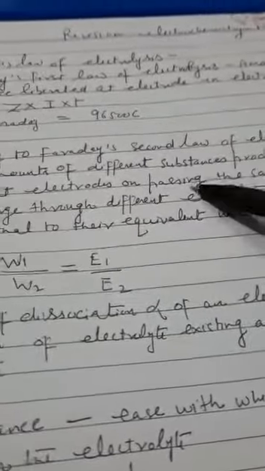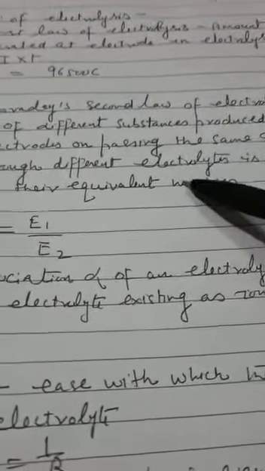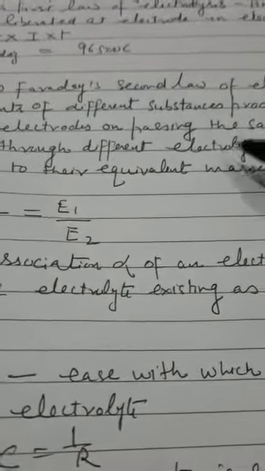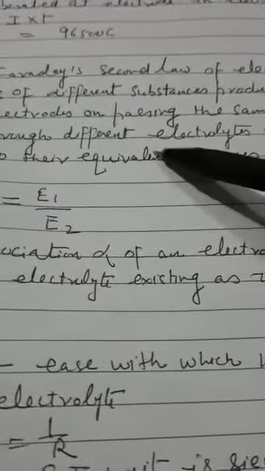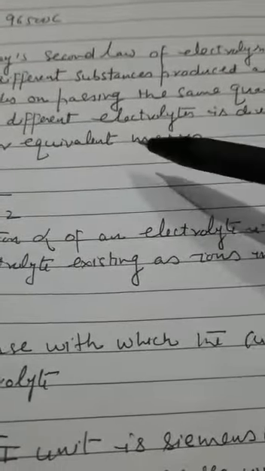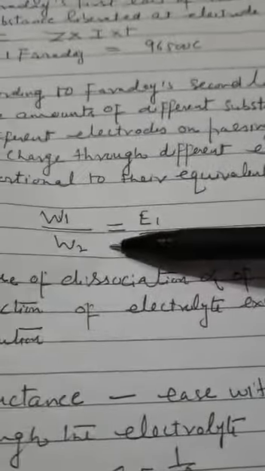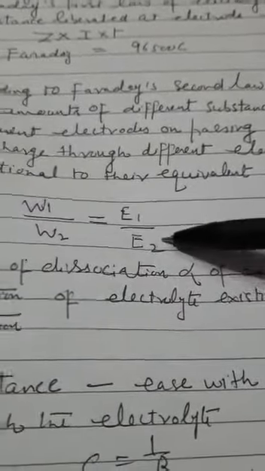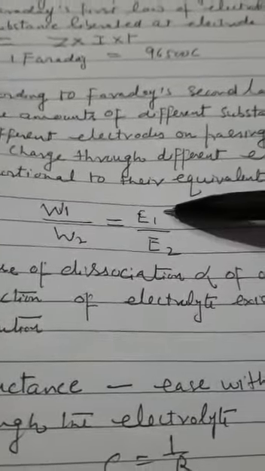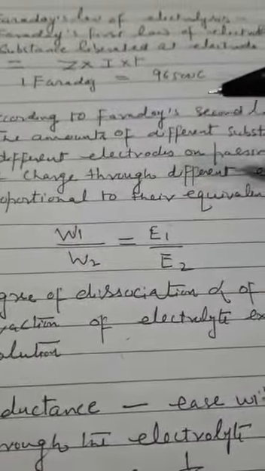Now, according to Faraday's second law, the amount of different substances produced at different electrodes on passing same quantity of charge or electricity through different electrolyte is directly proportional to their equivalent masses. W1 upon W2 is equal to E1 upon E2, where E1 is the equivalent mass of first substance and E2 is the equivalent mass of second substance.